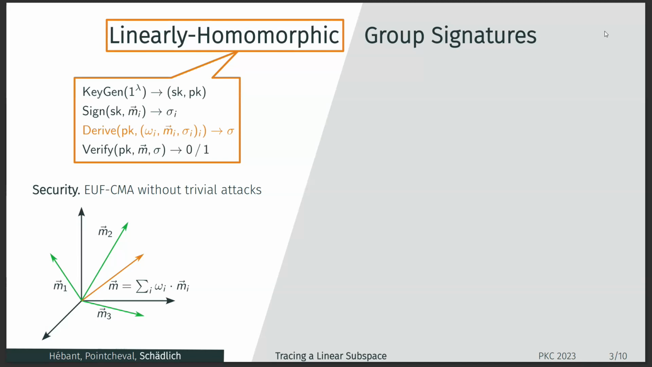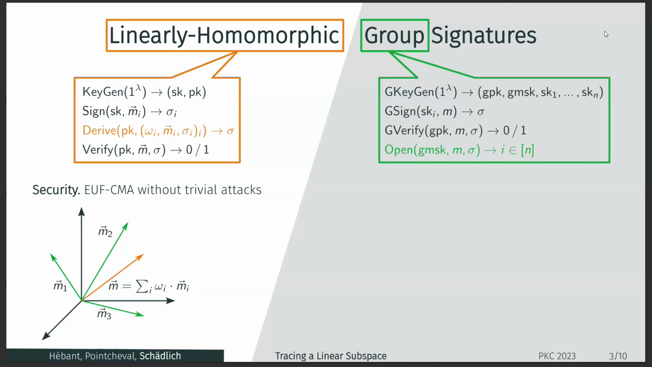And the second primitive that we consider is a group signature scheme. In this case, group does not refer to an algebraic group, but to a group of users, together with some trusted authority that is called the group manager.